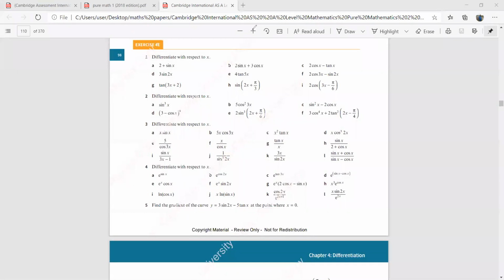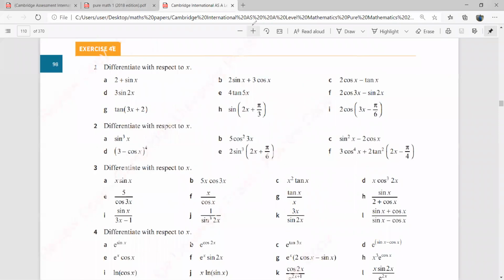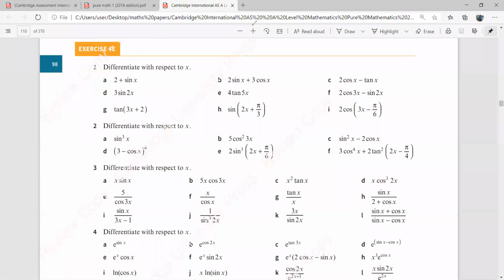Now look at these questions here. We can quickly find their derivatives. Now, what is the derivative of 2 plus sine x? Yes, Walid, you will have to be very quick here. I want to cover this today. The derivative of 2 plus sine x.